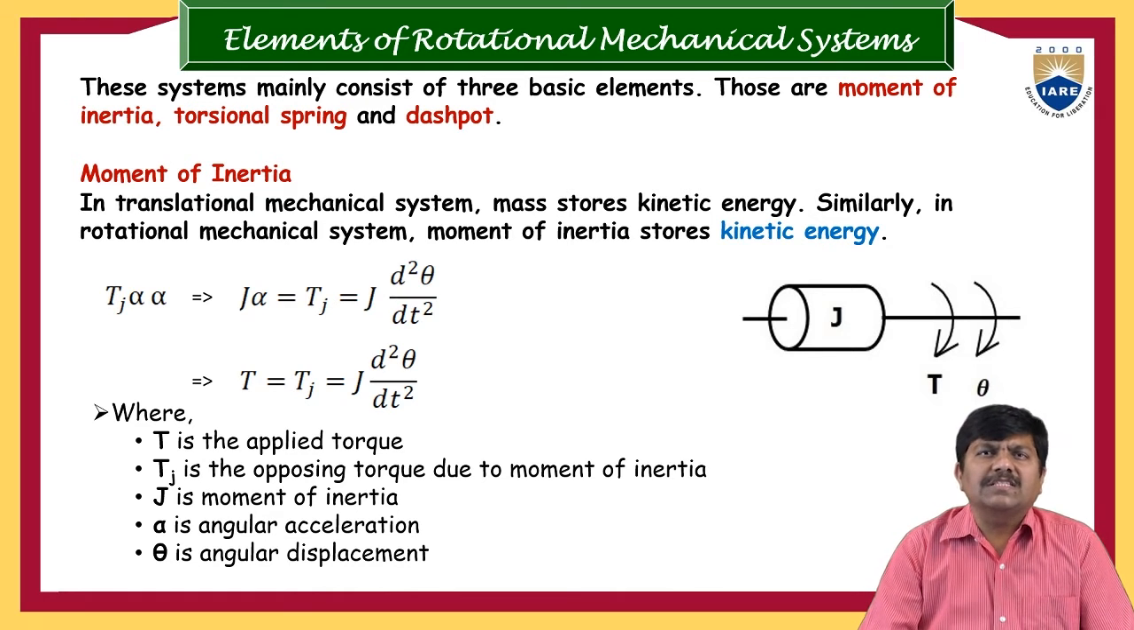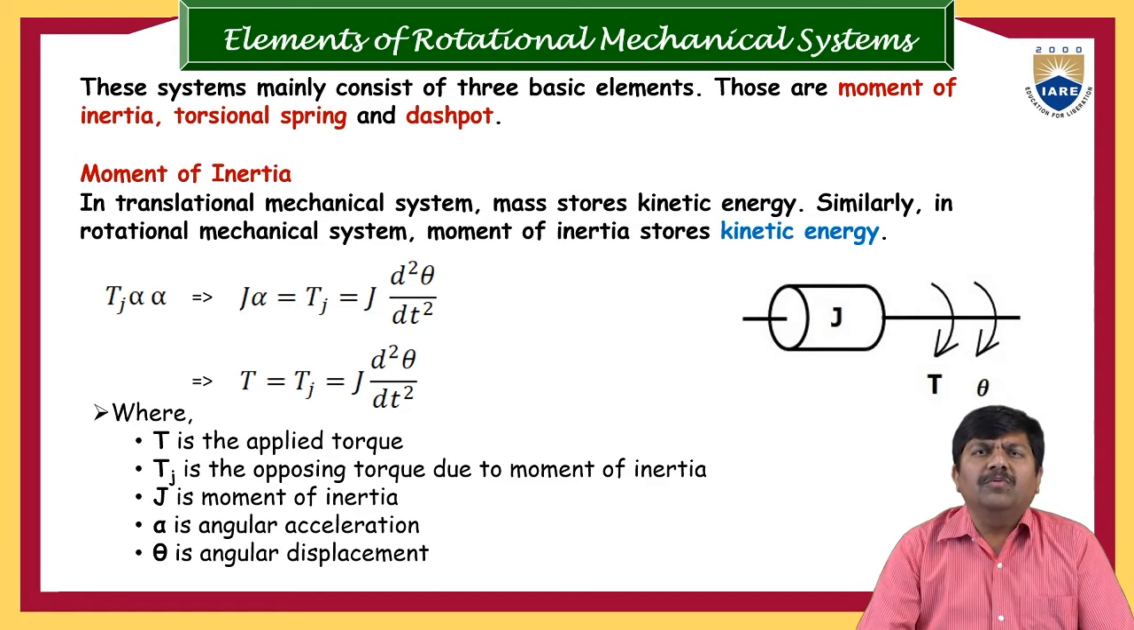In the translational system, the output of the mechanical system is the displacement. Generally, x or y are used to represent the output of translational systems. But in the rotational system, the output is the angular displacement. Angular displacement means how many radians the body has revolved. This angular displacement can be measured on itself, either in the clockwise direction or in the anti-clockwise direction.